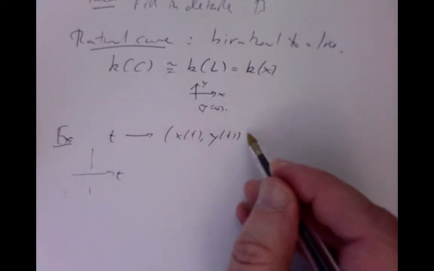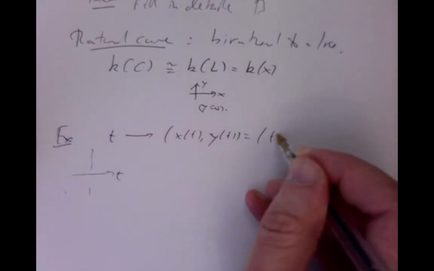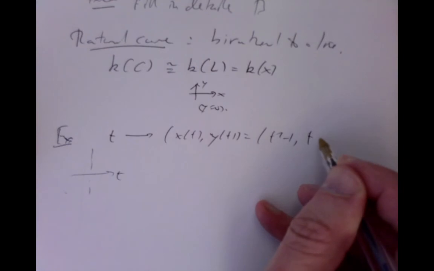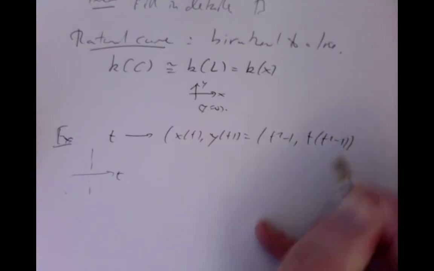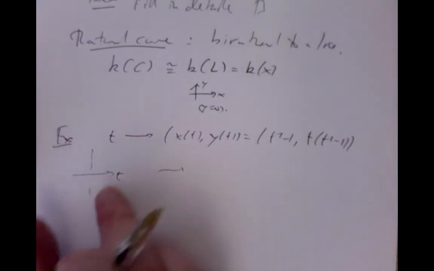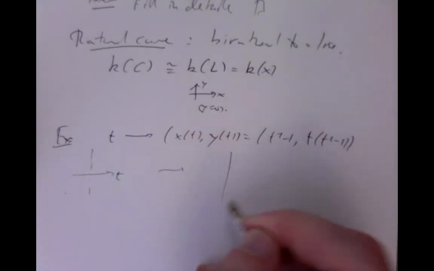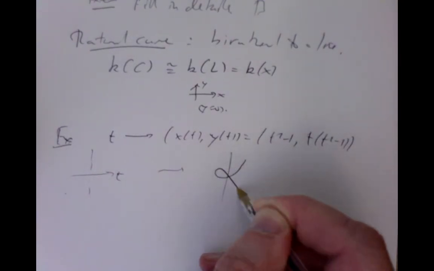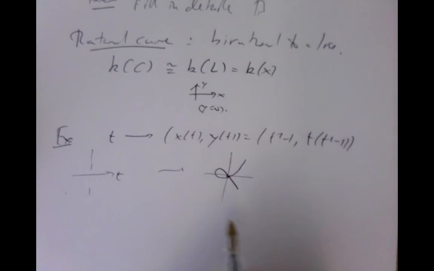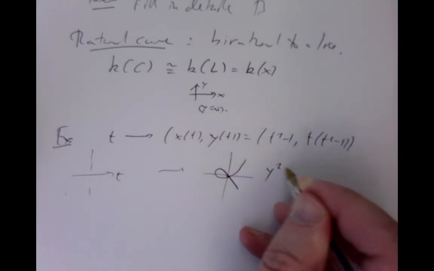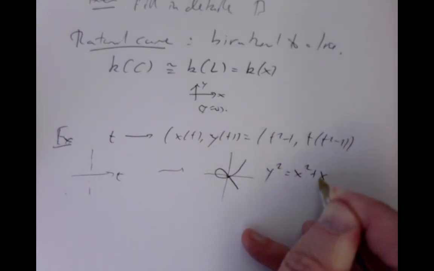This map t goes to x of t, y of t, which we've written many times now. It's t squared minus 1, t times t squared minus 1. And it takes the t-axis here and parameterizes this algebraic curve here, which was given by y squared equals x squared plus x cubed.